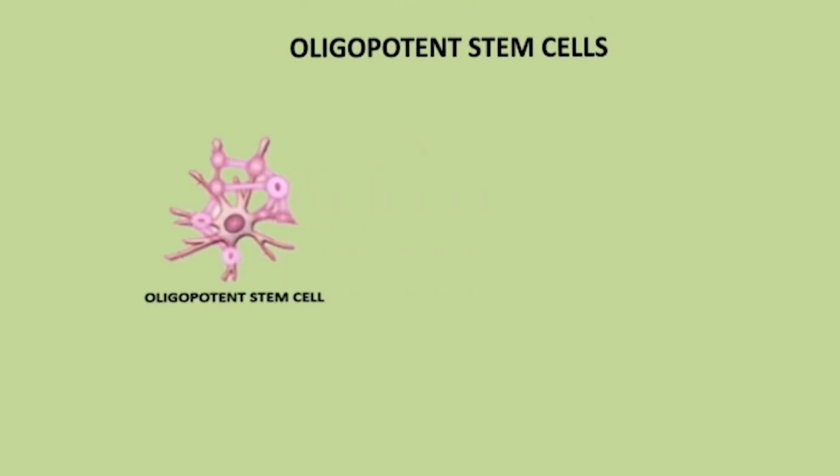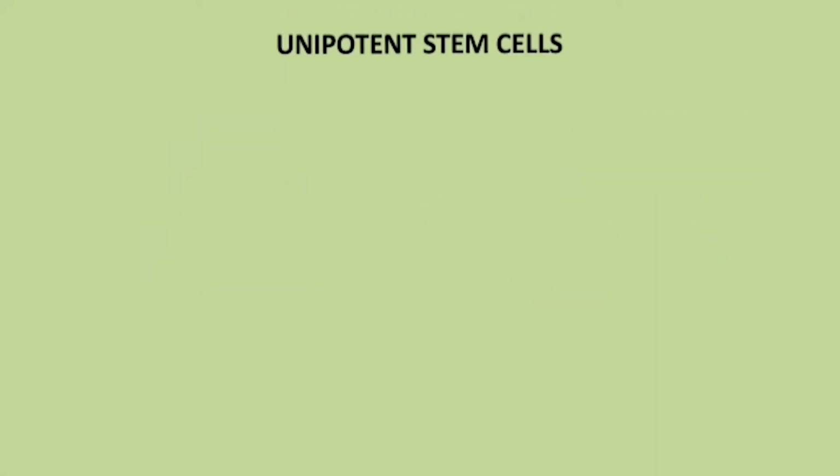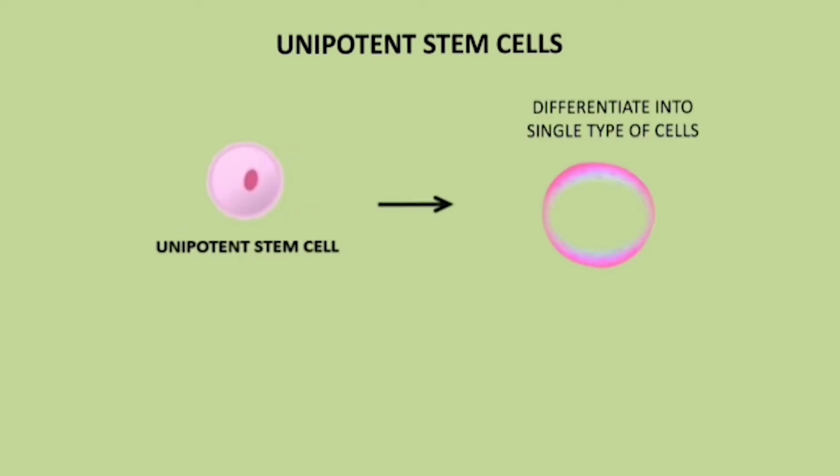Oligopotent stem cells. Oligopotent stem cells can differentiate into only a few types of cells such as lymphoid and myeloid cells. Unipotent stem cells. Unipotent stem cells can only differentiate into their own type, but they can still renew themselves, like our epithelial cells.